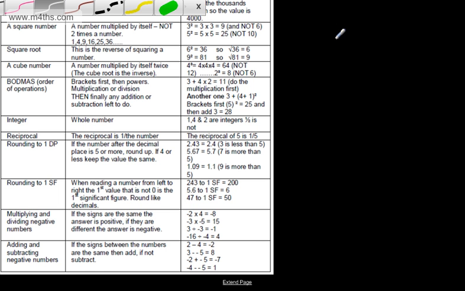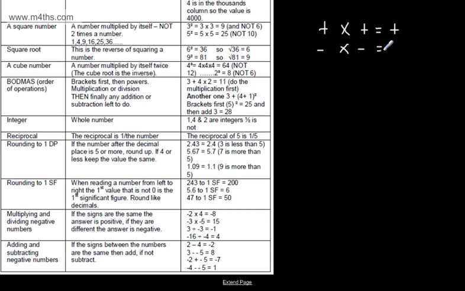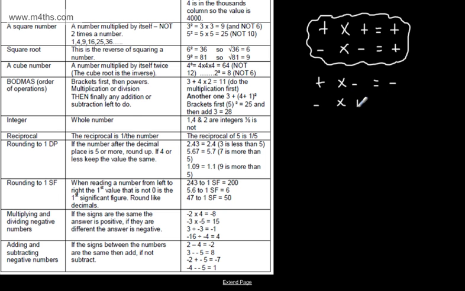If the signs are the same, the answer is going to be positive. So if we have a positive multiplied by a positive, we end up with a positive answer. If we have a negative multiplied by a negative, we end up with a positive answer. I'm going to bracket these off. If the signs are the same, we're going to end up with a positive number. If they're different, we're going to end up with a negative number. So if we have a negative multiplied by a positive, this too gives us a negative.